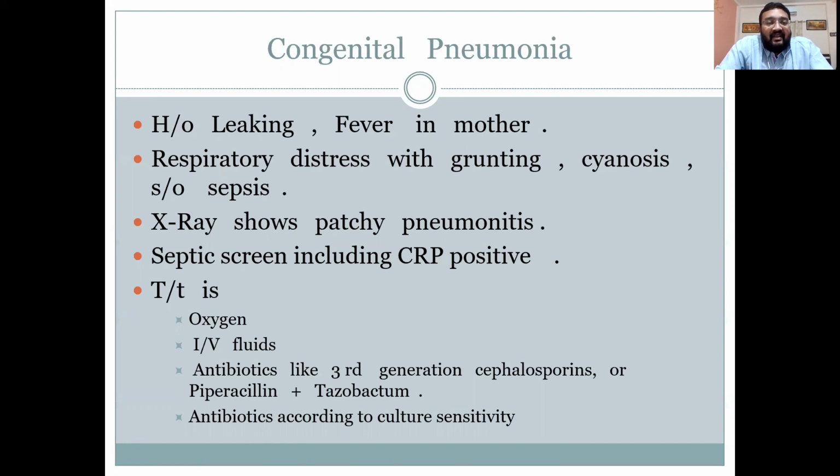Treatment is again oxygen therapy to support breathing, and nursing of the child in a thermoneutral environment by placing the baby under a radiant warmer. Intravenous fluids are started. Antibiotics are the mainstay of treatment of congenital pneumonia. Preferred antibiotics are third generation cephalosporin or piperacillin plus tazobactam, or antibiotics are changed according to the culture sensitivity reports. The antibiotic policy changes from nursery to nursery, depending on the microbiological flora present in the NICU.